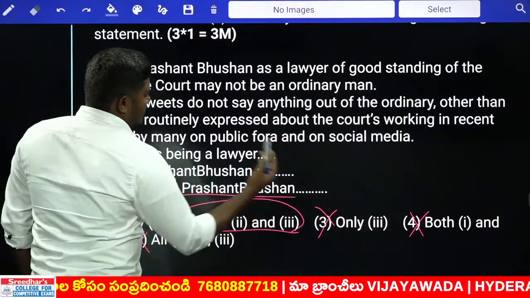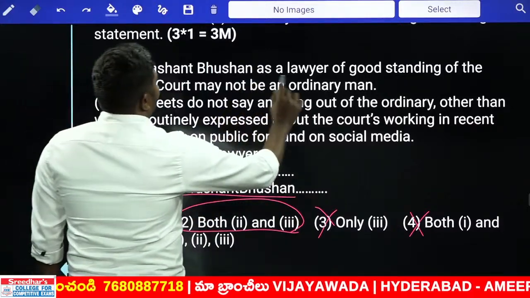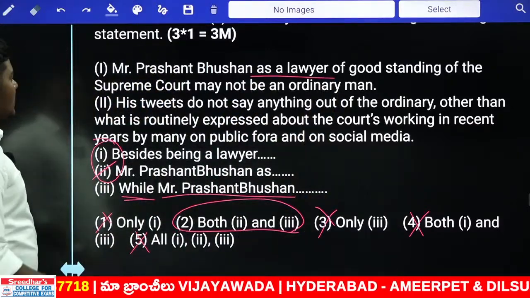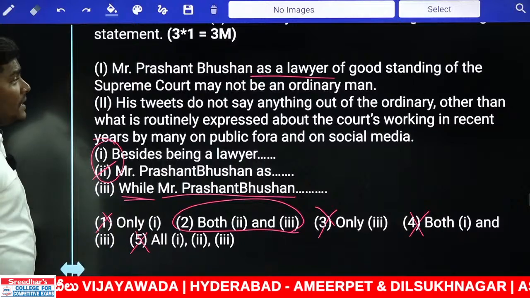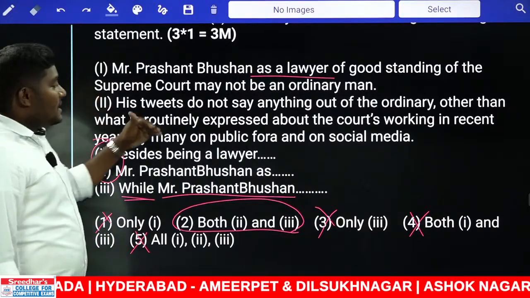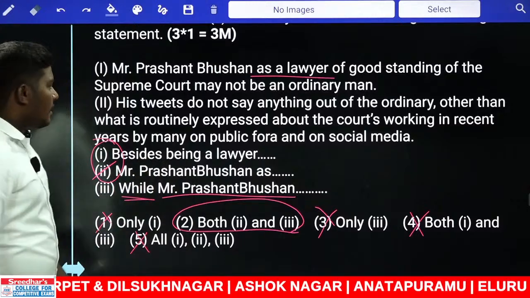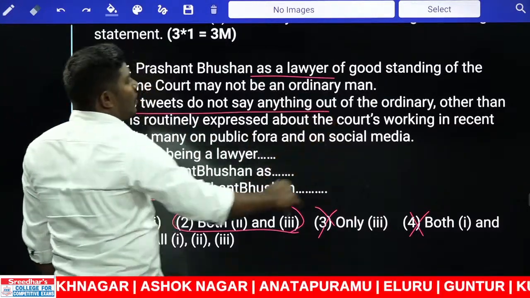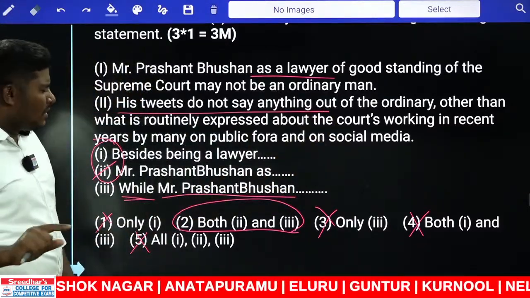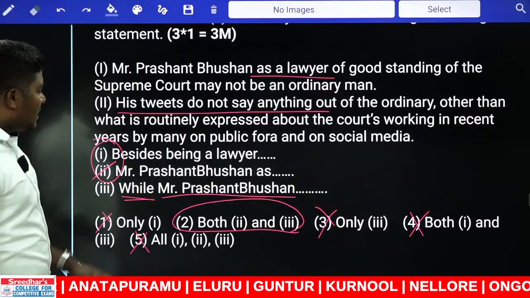While Mr. Prashant Bhushan, as a lawyer of good standing of the Supreme Court, may not be an ordinary man. While this person may not be an ordinary man, he is so big a guy. His tweets do not say anything out of the ordinary. Here that doesn't go with the context. No, I don't think that sounds good.